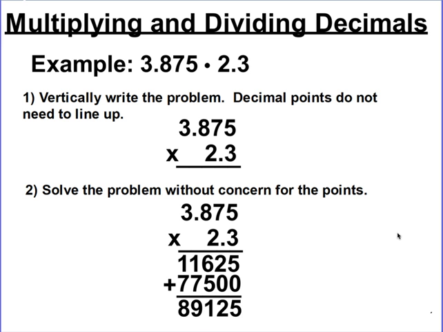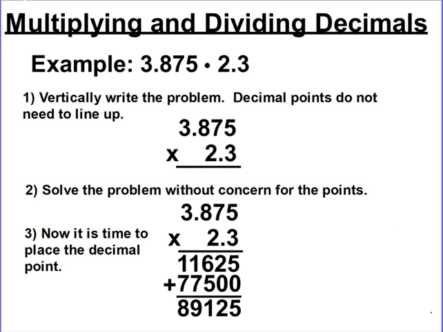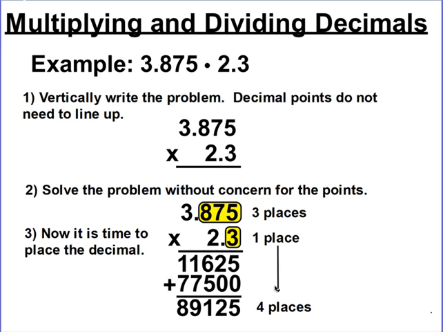So now I have to place my decimal point. What you'll notice is that in the first number there are 3 decimal places. In the second number there is 1 decimal place. So in my answer I have to have 3 plus 1 decimal places. 3 plus 1 is 4. So if I count over from the right, 1, 2, 3, 4, I put my point in front of the 9, and I have 4 decimal places after the point. So my answer would be 8.9125 ten-thousandths. Right there.